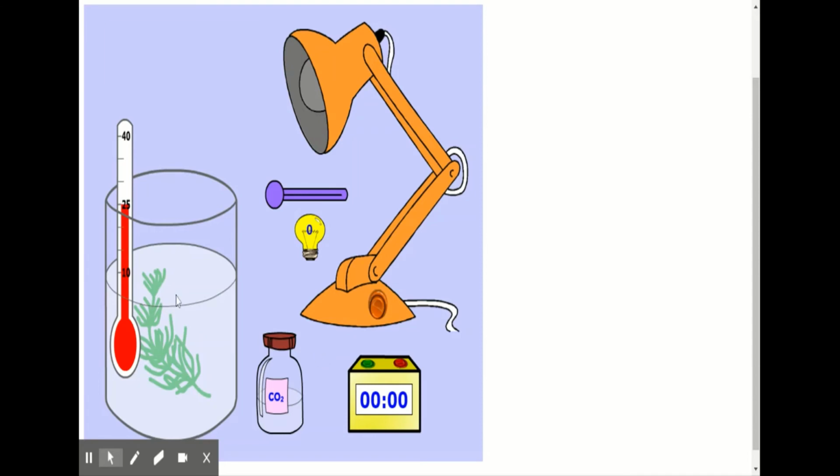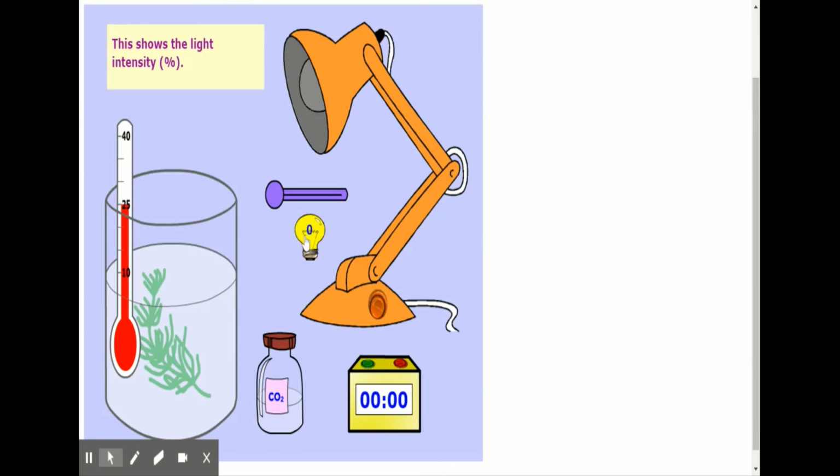For light intensity, we have set the temperature at 25 degrees Celsius again. This is our controlled variable. We're not going to change that. What we're investigating this time is the effect of light intensity on the rate of photosynthesis. So we're going to keep the concentration of carbon dioxide high all the way through the experiment, and we're going to change the light intensity.